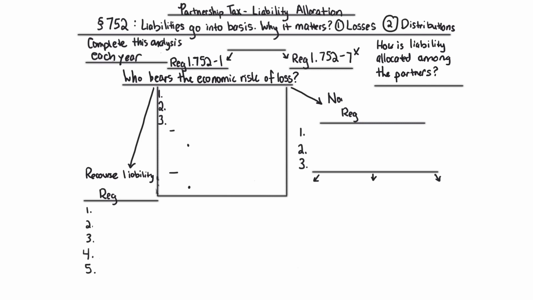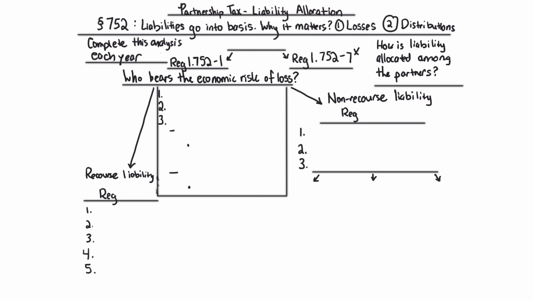That's recourse. Non-recourse liability, no one has unlimited liability. They might have some limited liability with respect to the liability, so they might have to contribute something or up to a certain amount, but not unlimited. That's the way I distinguish. And the regs do something similar, but in a different way. They focus on economic risk of loss.